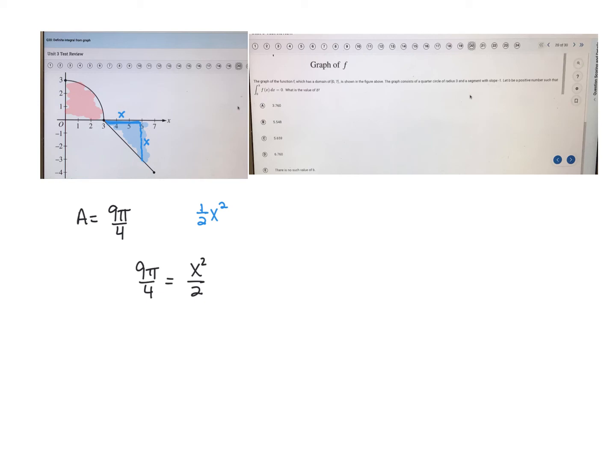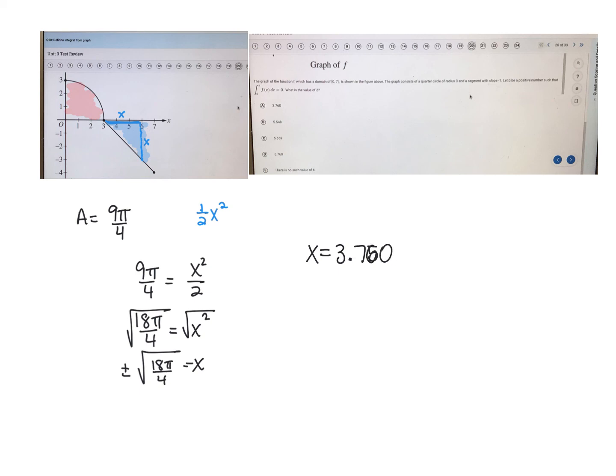Now I'm going to solve this. Multiplying both sides by 2, I get 18 pi over 4 equals x squared. Taking the square root of both sides, we get x equals plus or minus, although we're only going to consider the positive, square root of 18 pi over 4. So doing the math in my calculator, make sure you use good order of operations here in your calculator. I get that x equals 3.7599. So let's call that 3.760.